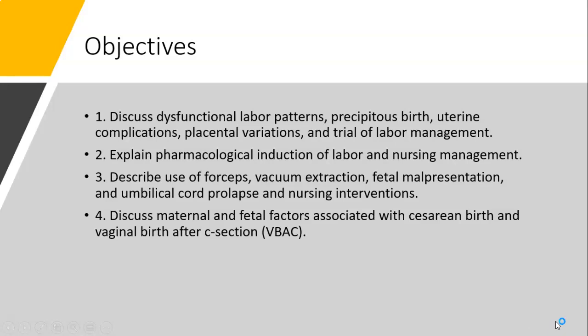So our objectives for this lesson are here. We are going to discuss these dysfunctional labor patterns, talk a little bit about precipitous births and uterine complications, placental variations, and different trials of labor management. We'll talk about some pharmacological uses to induce labor, describe the use of forceps and other tools to help extraction of baby, talk about fetal malpresentation, cord prolapse, and nursing interventions that go along with a lot of these. We'll also talk about maternal and fetal factors associated with cesarean birth.